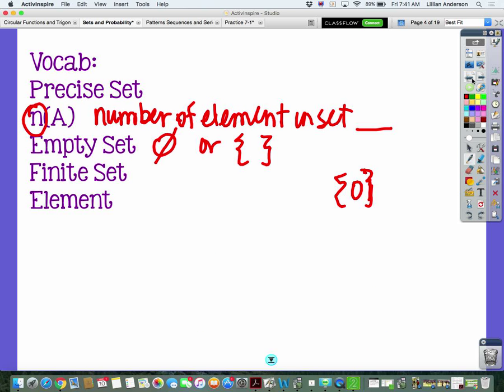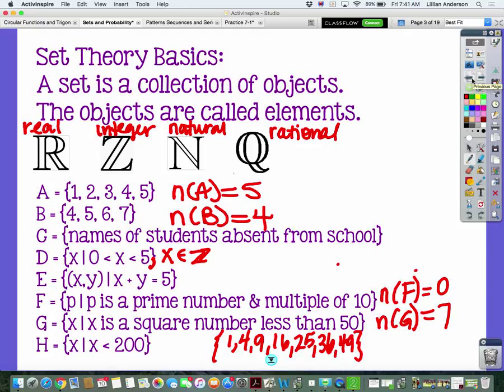And of course, elements are the particular items that are in the set. Now, elements don't necessarily have to be numbers. In A, yes, the elements are 1, 2, 3, 4, and 5. In B, the elements are 4, 5, 6, and 7. However, C says names of students absent from school. So elements could also be names of people. They could be the names of the months of the year. Whatever the set is describing, whatever the set represents, those are your elements. So they could be numbers, but they also could be names as well. Okay?